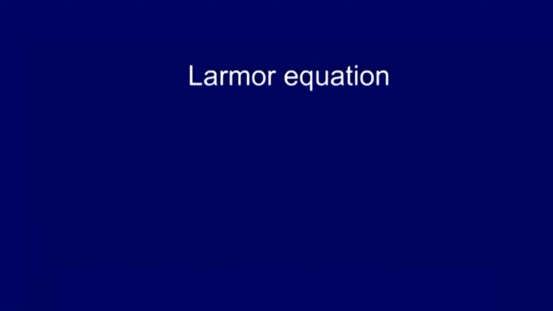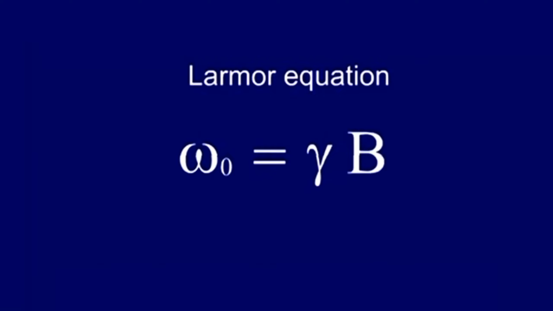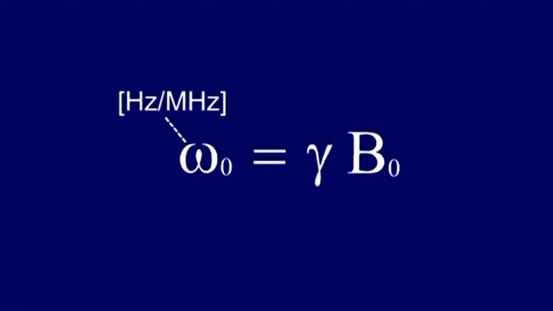This precessional frequency can be calculated precisely using the Larmor equation. Omega naught equals gamma B naught. Omega naught is the precessional frequency in Hertz or megahertz. B naught is the strength of the external magnetic field in Tesla. And gamma is the gyromagnetic ratio. The gyromagnetic ratio of a particular nucleus is the ratio of its magnetic moment to its angular momentum.